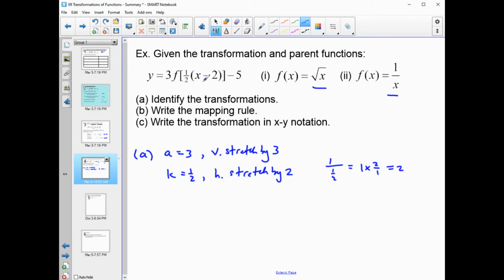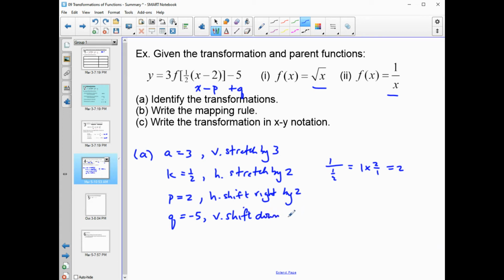The next parameter, now don't forget this is by default x minus p. And so that actually tells us that our p value itself is 2. And that means we have a horizontal shift right by 2. And then finally, normally this on the outside would be plus q, but you can see that's minus 5. So that actually tells me the q value itself is minus 5. And that is a vertical shift. And in this case, it's a vertical shift down by 5. So those are the transformations.